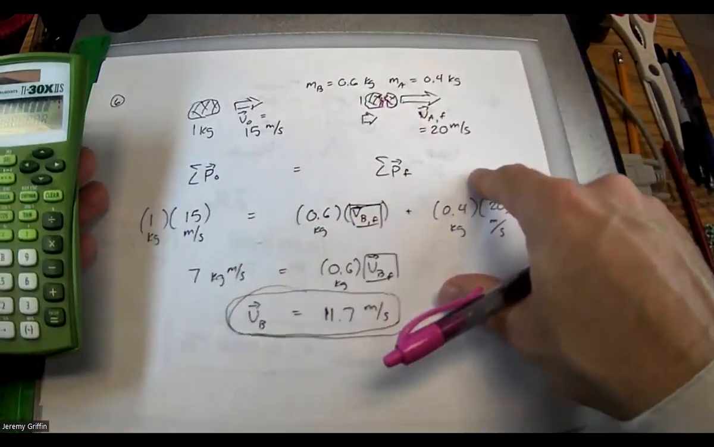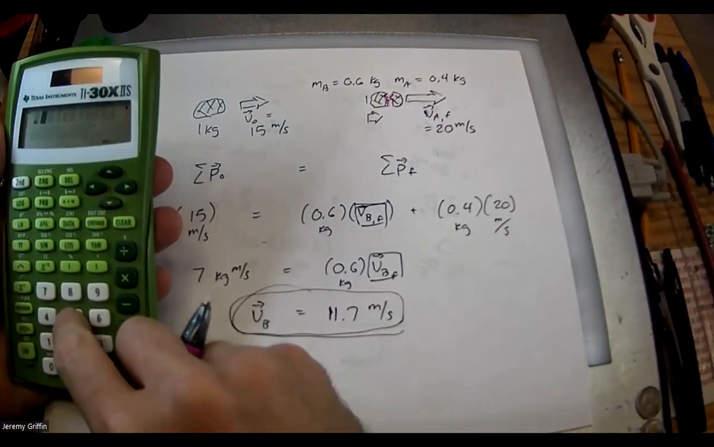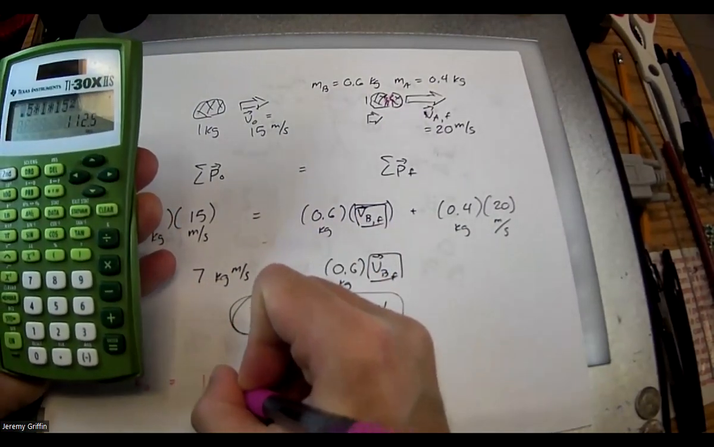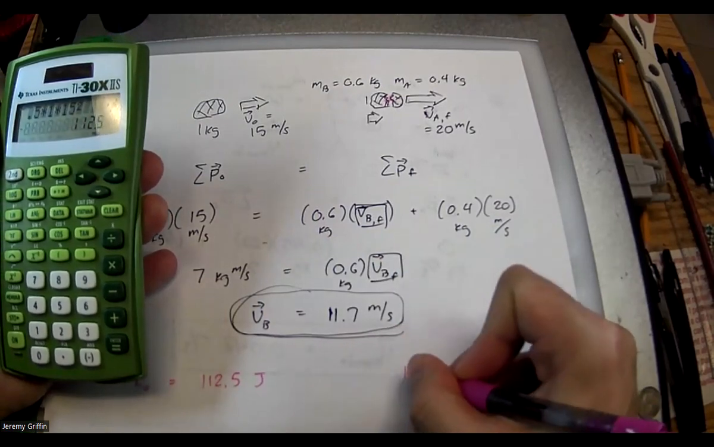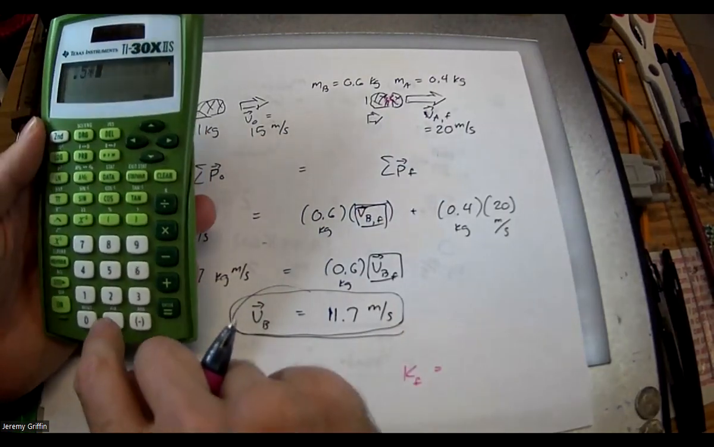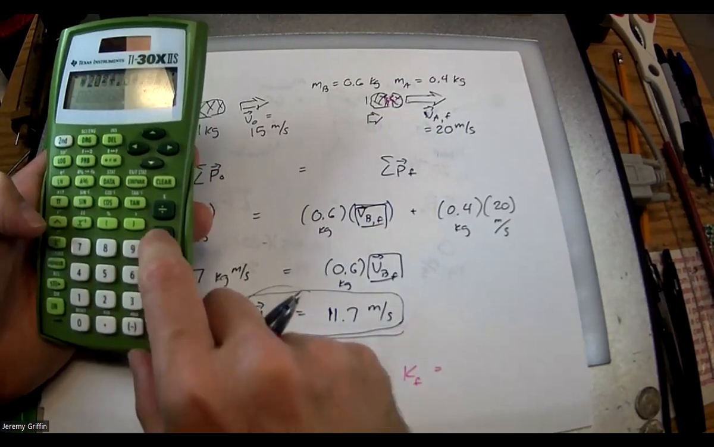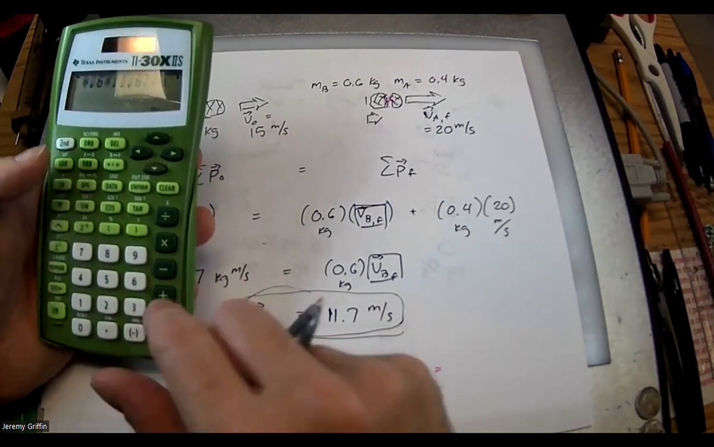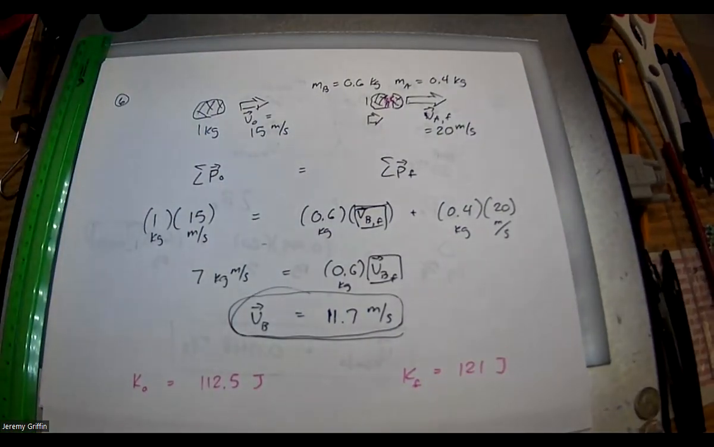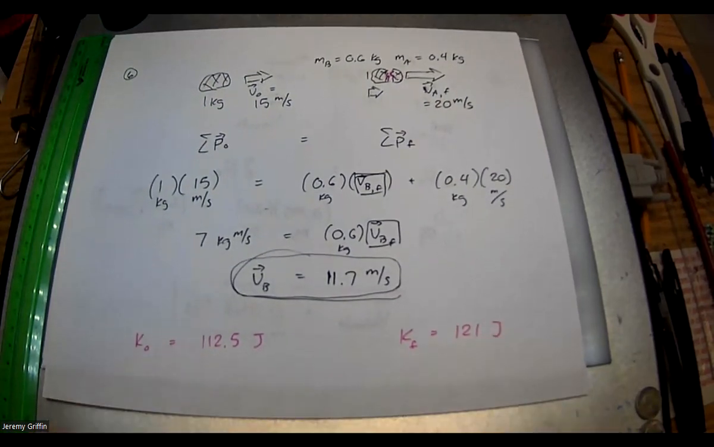So the initial kinetic energy, K naught, is 1/2 times m times v squared. I'm looking at 112.5 joules of kinetic energy. Kinetic energy final is 1/2 times 0.4 times 20 squared plus 1/2 times 0.6 times 11.7 squared. I'm looking at about 121 joules. So the energy went up, and the difference in that energy would represent the energy from the explosion. Okay, all right.